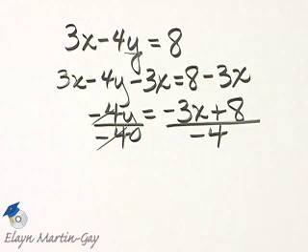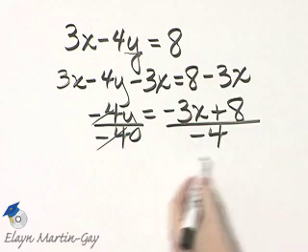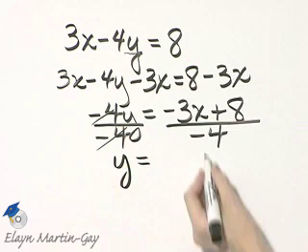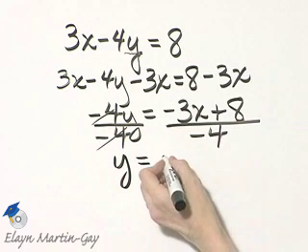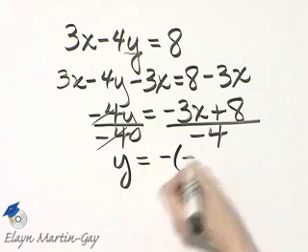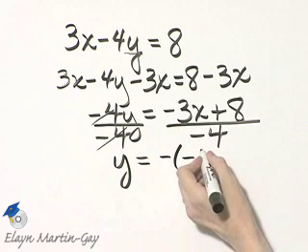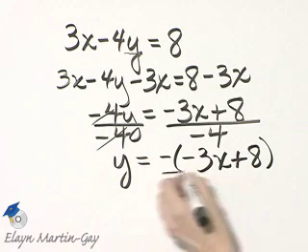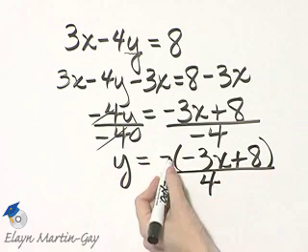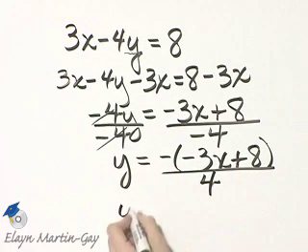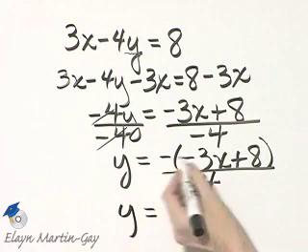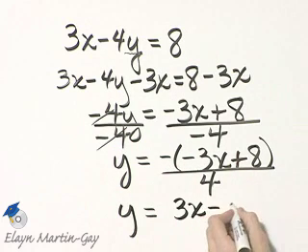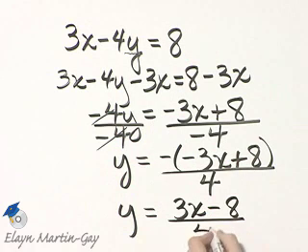There's a couple of equivalent ways of writing this expression on the right. If you'd like, you can move this negative up to the numerator, make that negative, and then in parentheses, negative 3x plus 8, all over 4. So I move that negative up to the numerator, and look what you can do then. A negative times a negative, that's positive 3x, and then that would be minus 8 all over 4.